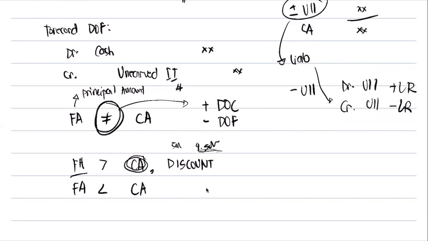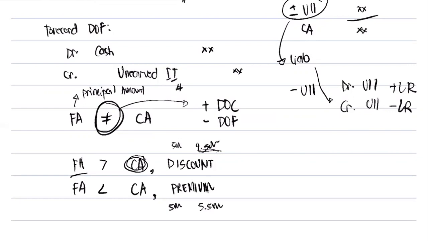But if the face amount is lesser than the carrying amount, then we have a premium. So what is this premium? For example, we have a 5 million contract of loan. Per the carrying amount, it is 5.5 million. So you have an extra amount of 500,000. We call that your premium.